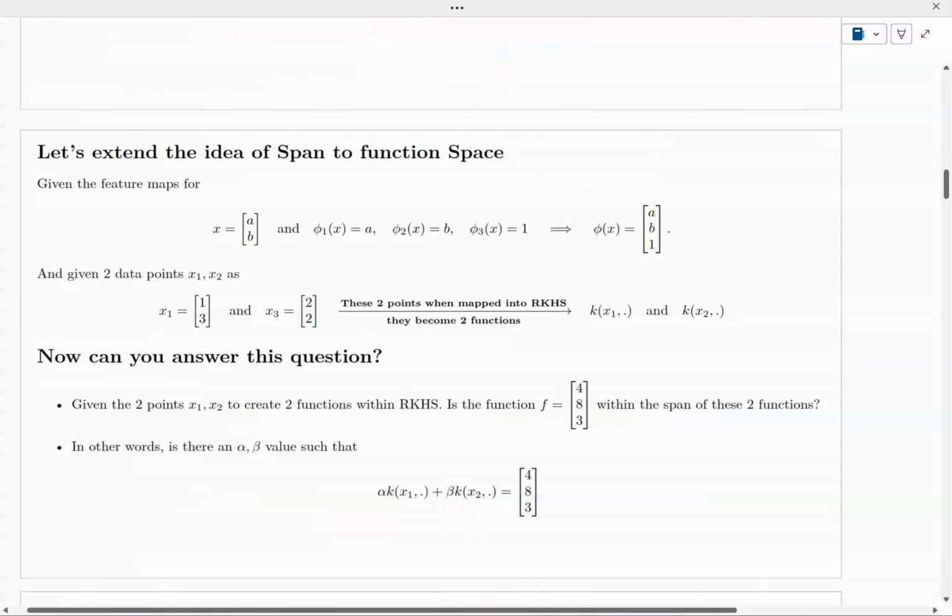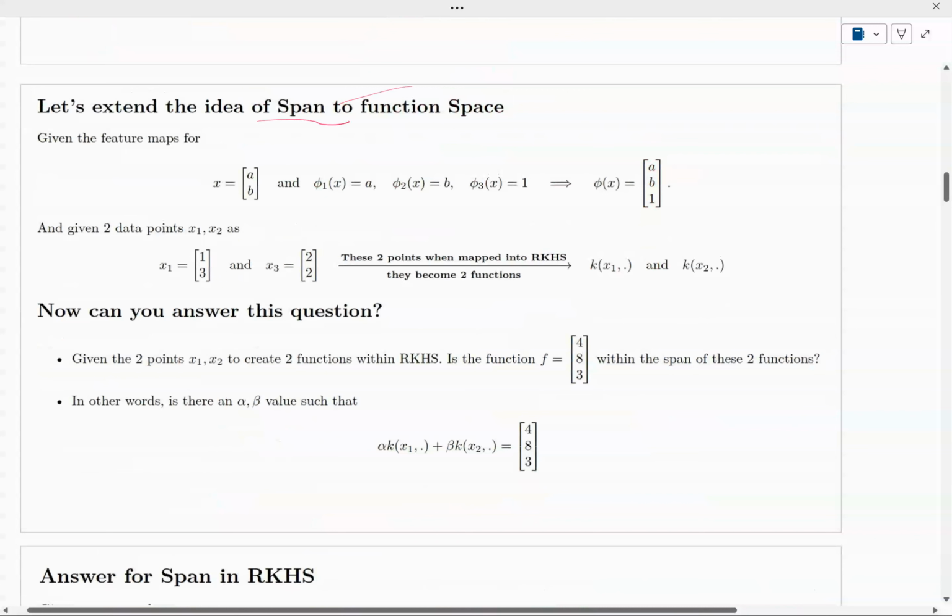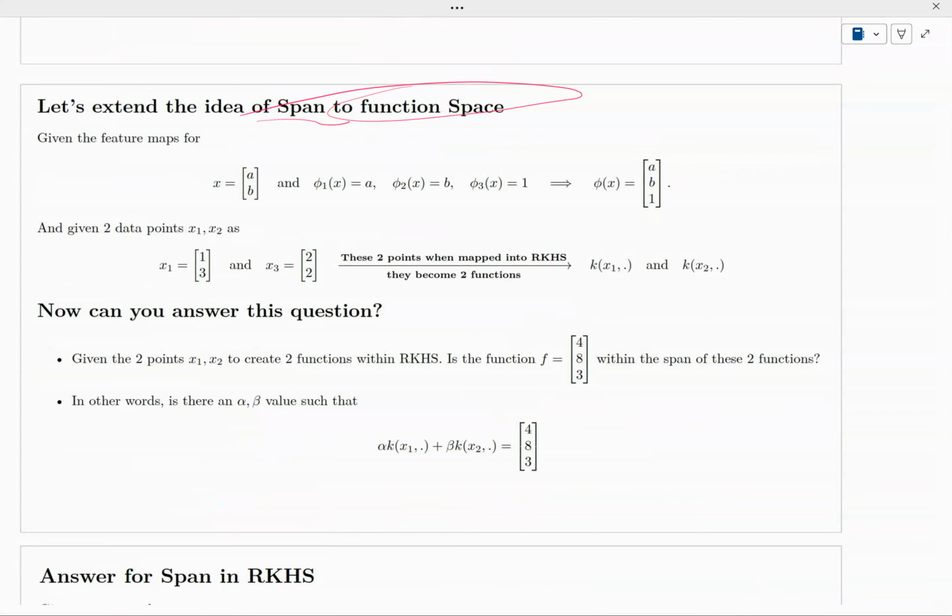So let's extend this idea to the span to function space. Now remember, we're saying that a function can be visualized as a point in space, a vector, right? So given the feature map X A B, let's say the first feature map extracts the A, the second one extracts the B, and the third one we just set to 1. Therefore, the feature map looks like this.